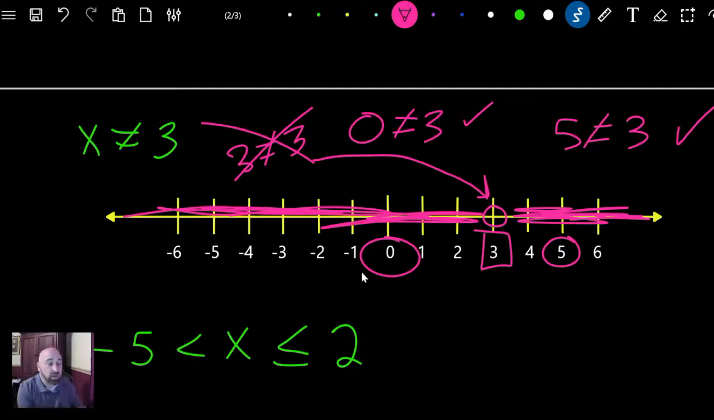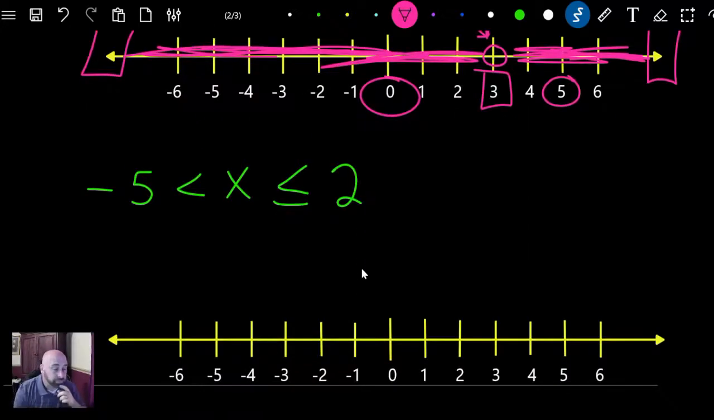Everything else that's colored in here, all of these other numbers. Notice this little arrow right here, right? And this little arrow right here. That means all the way into infinity, those numbers are also included. Any number all the way up the number line or all the way down the number line.